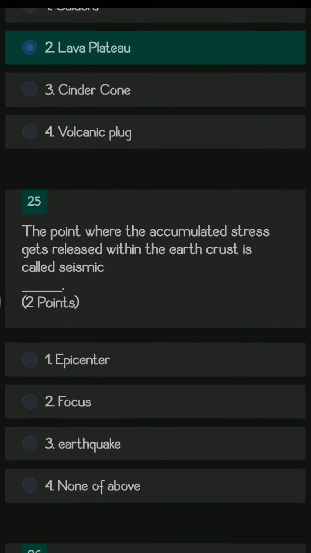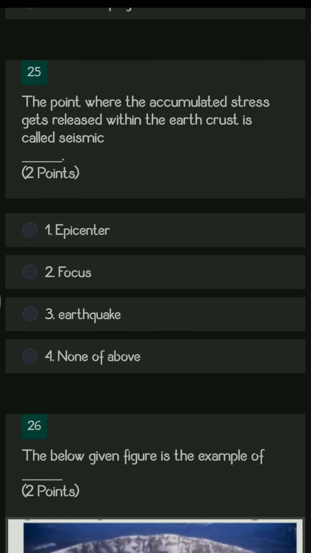Next question. The point where the accumulated stress gets released within the earth crust is called as dash. So here the options are epicenter, focus, earthquake and none of the above. Whenever stress is released at a certain point, that point is called the focus, and exactly above the focus, perpendicular to the focus, is the epicenter. So the right answer is focus.